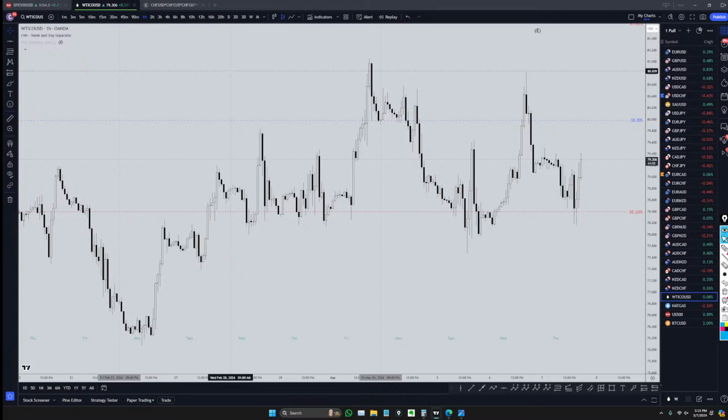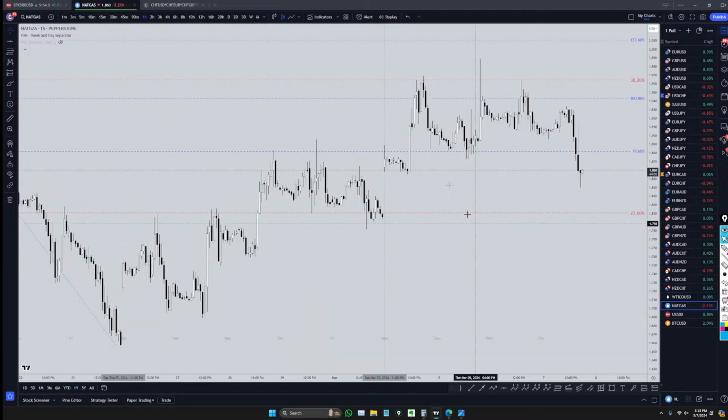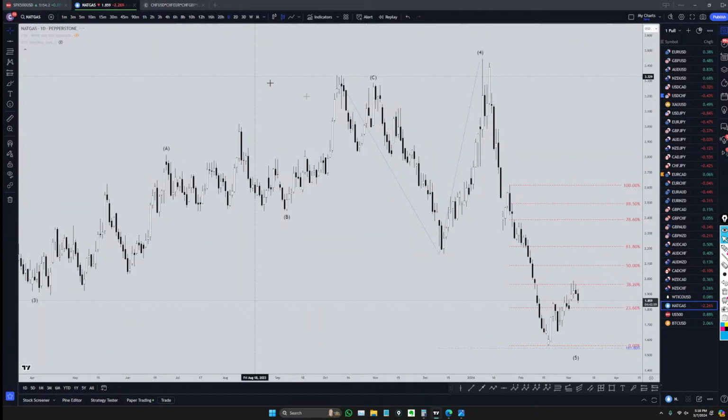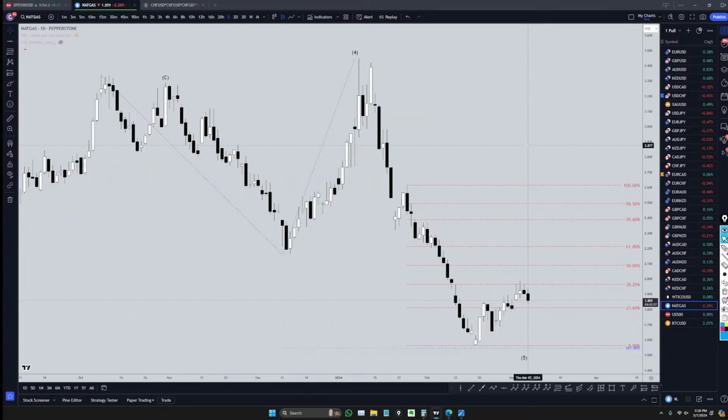So I got the S&P 500. We got oil. Let's look at natural gas for Rocky. Ooh, it did break structure, didn't it? I think the wave four could be over. Man, this is maybe playing out extremely nicely for us.